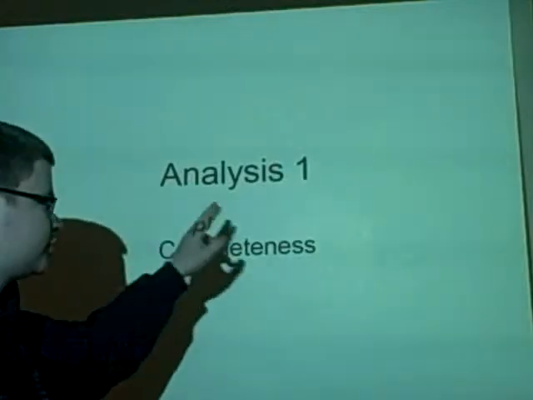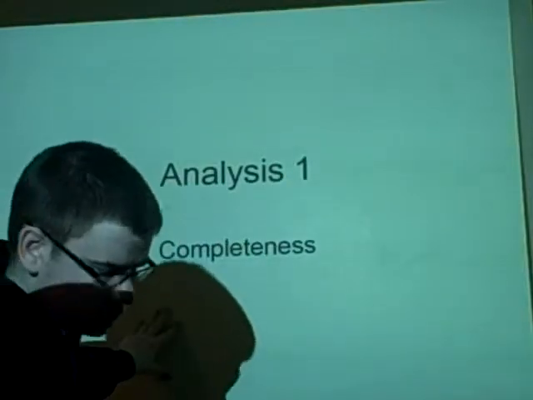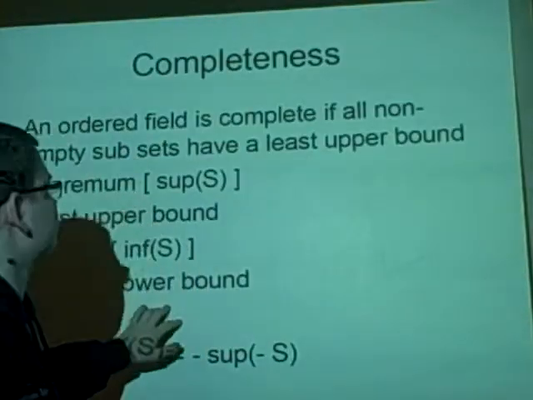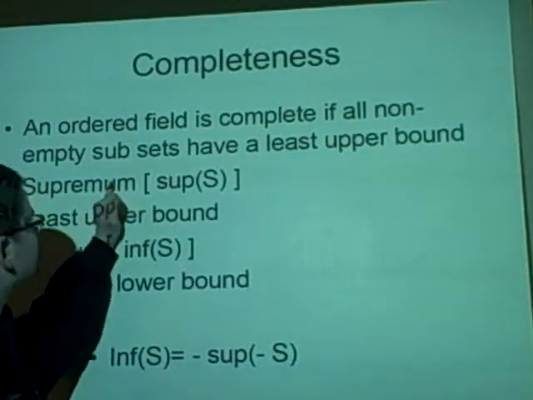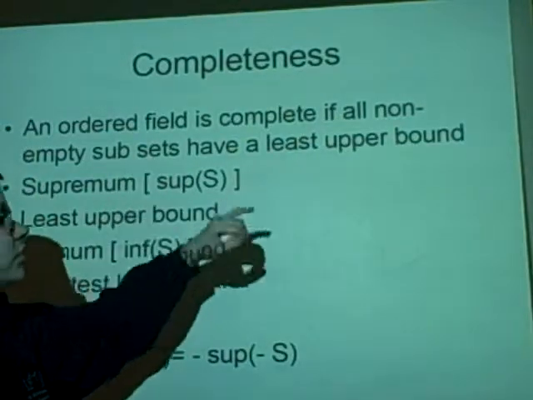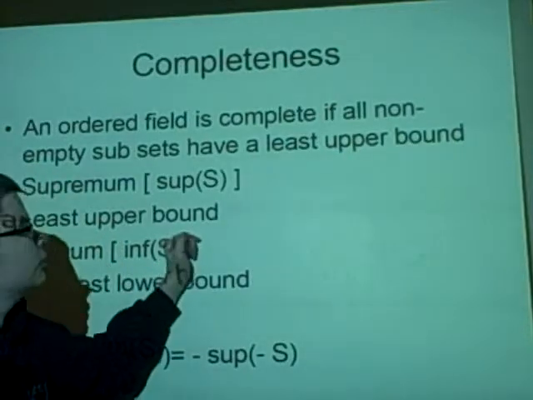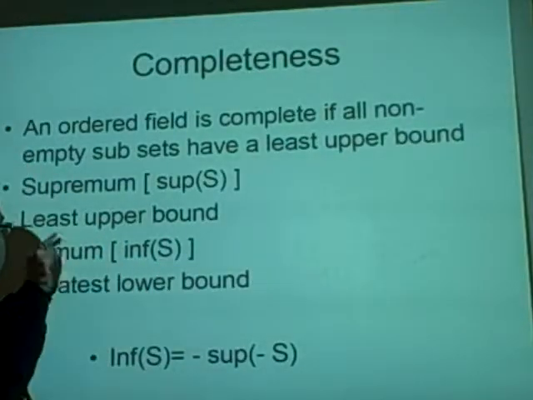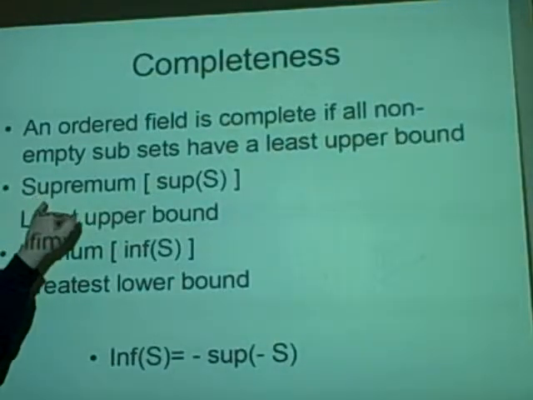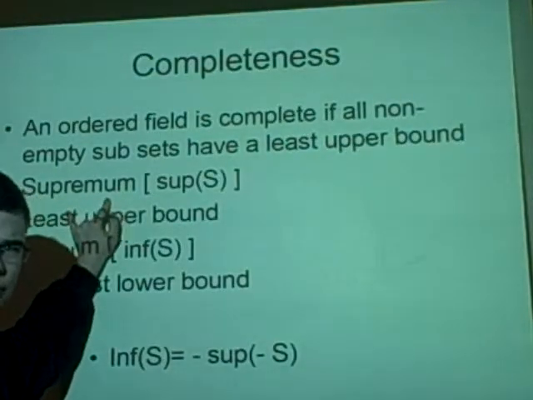Lecture on analysis, and this is about completeness. Right, an ordered field is said to be complete if all the sets have a least upper bound. So that's just the definition for you. Now, we have two things introduced in this lecture.